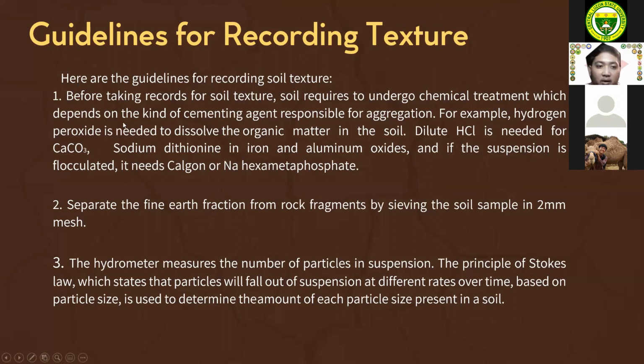So hydrogen peroxide is needed to dissolve the organic matter in the soil. Dilute HCl is needed for calcium carbonate. Sodium dithionite is for iron and aluminum oxides, and if the suspension is flocculated, it needs Calgon or sodium hexametaphosphate.